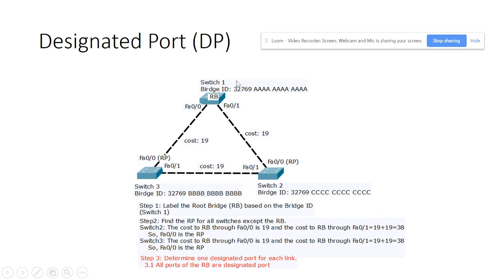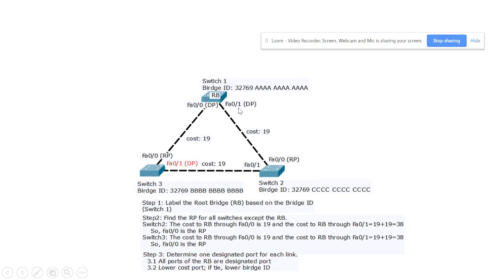Another rule of thumb is that all of the ports attached to the root bridge are designated ports. In this case, switch 1's ports FA00 and FA01 are designated ports, so I will label them as DP, DP. As I said, each link has exactly one designated port. We already found a designated port on this link, and another designated port on this link.